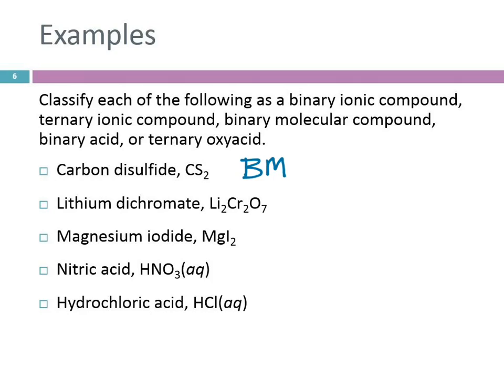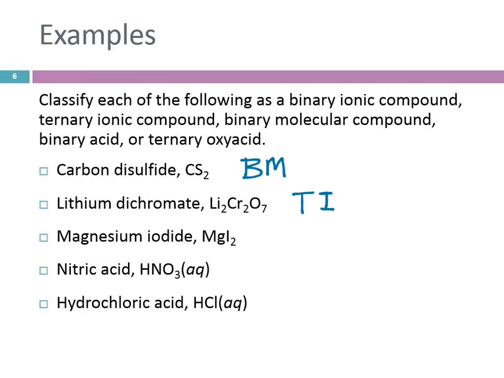How about lithium dichromate, Li2Cr2O7? Well, that looks like ternary something, right? Because there's 3 different elements there. Does it have a metal in it? Yeah. It actually has 2 metals in it. If it's got a metal in it, it's ionic. So that's ternary ionic.